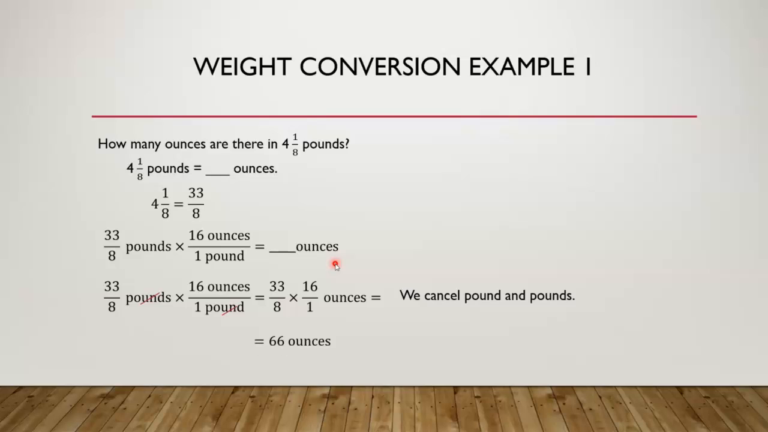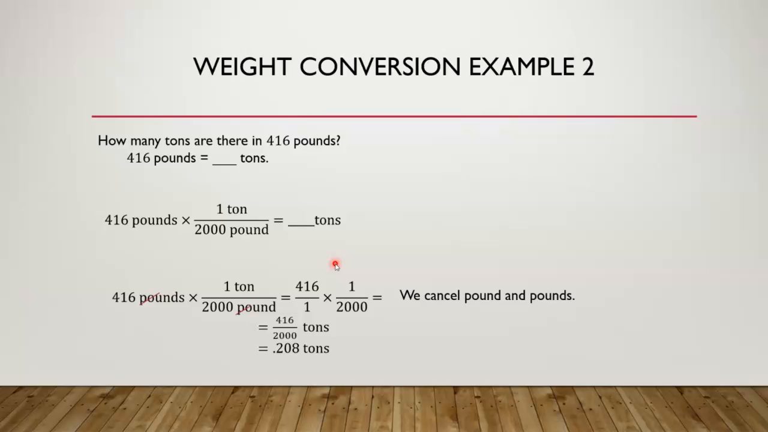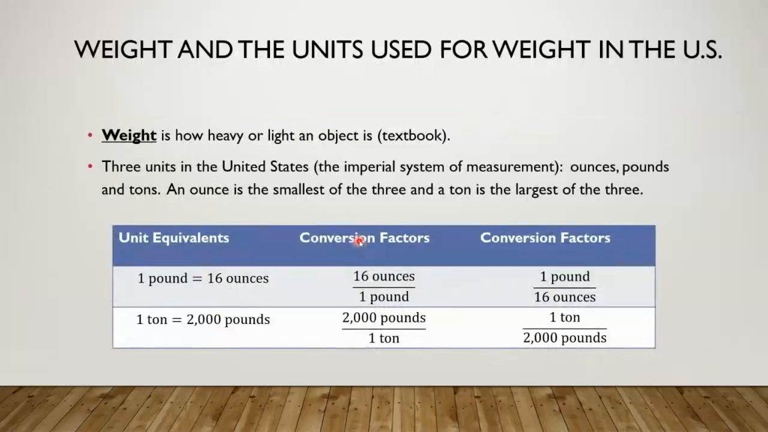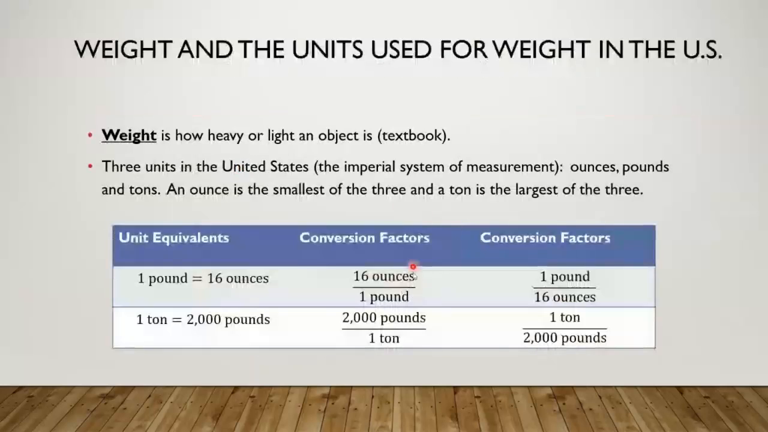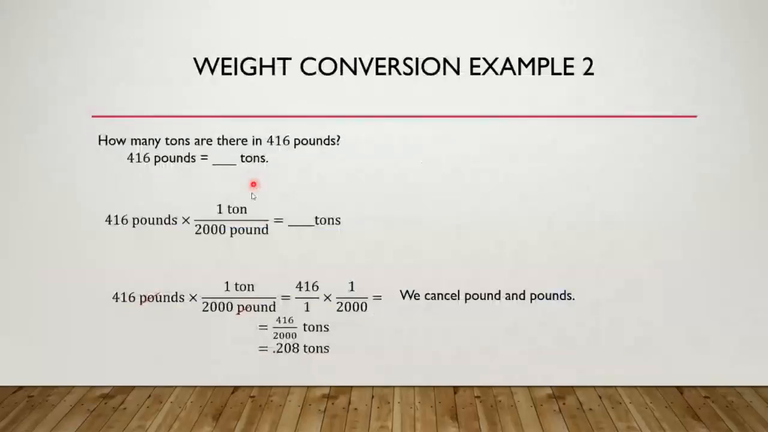Let me do another one then. So now we want to know how many tons are there in 416 pounds. So here we're working with tons and pounds, right? We start out in pounds. Our answer is going to be in tons. So let me just quickly say we're going to use this one, pounds to tons. And we just multiply. 416 pounds times 1 ton over 2,000 pounds. These are going to cancel, and just like before.